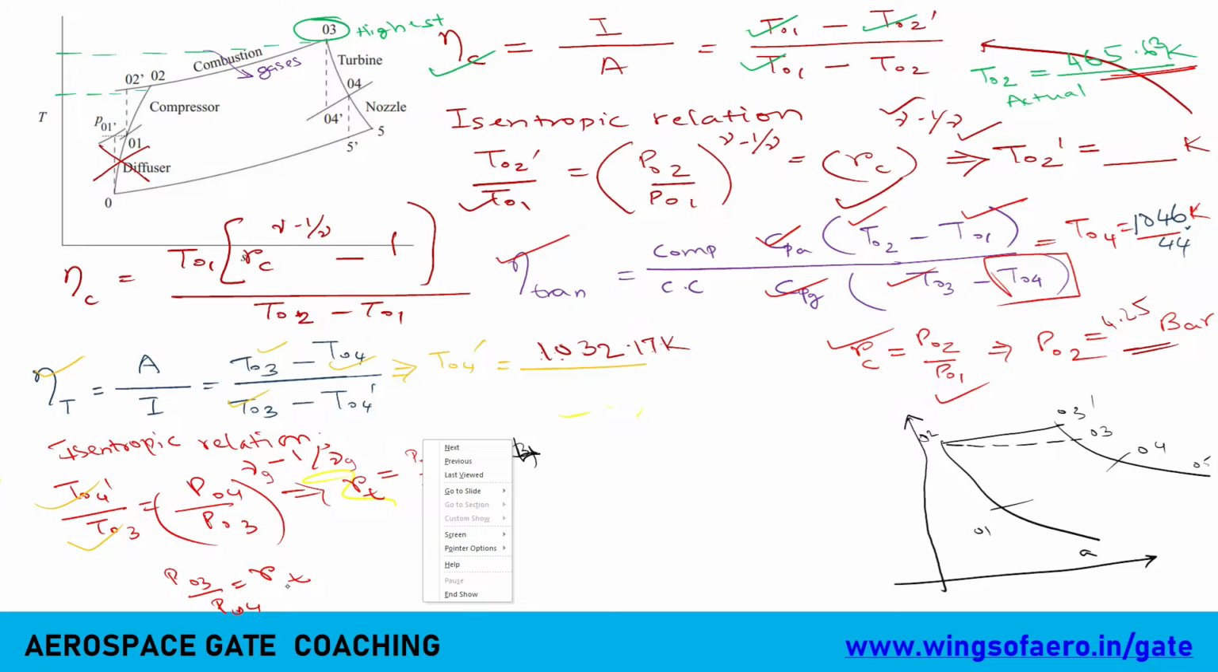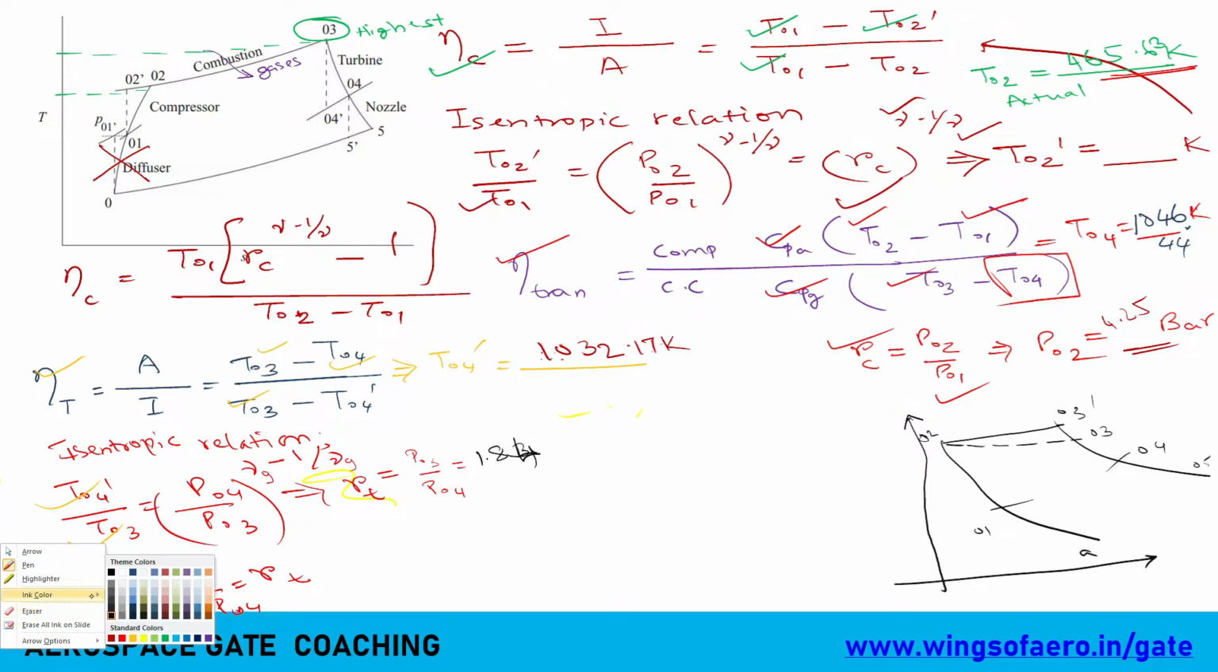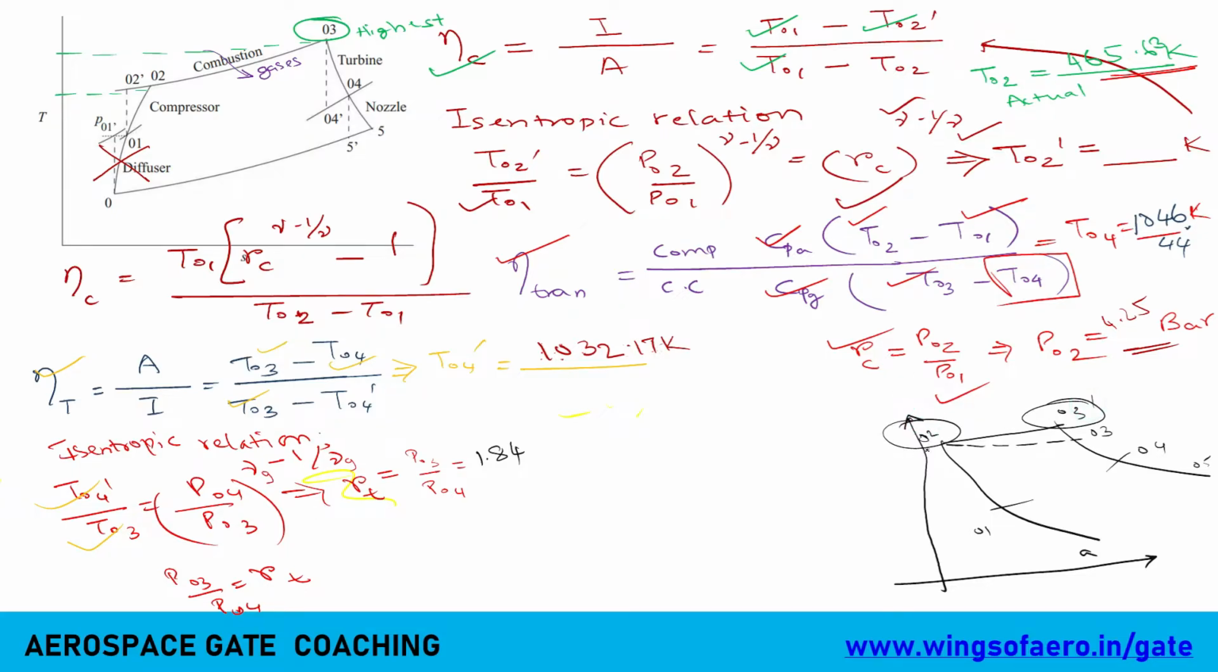See, what I asked, RT is the inverse of that, P04 by P03. Okay, now here in this question, they have said that there is some pressure loss. Now, what if there is no pressure loss? That means at point 2 and point 3, it's going to be the same pressure as per this Brayton cycle, isn't it? So if I draw this curve for pressure versus volume, it's going to be the same. But here there is some amount of loss.